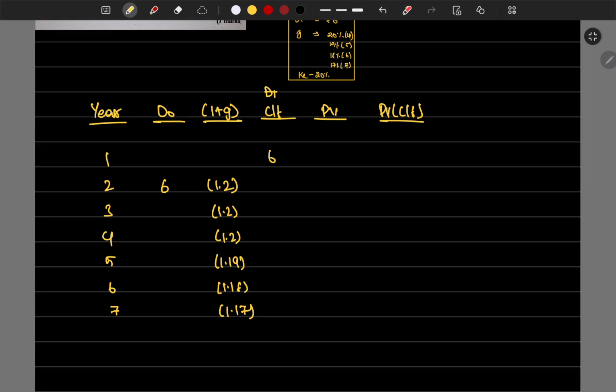So let's quickly calculate. 6 into 1.2 is 7.2, into 1.2 is 8.64, into 1.2 is 10.37, into 1.19 is 12.34, into 1.18 is 14.56, into 1.17 is 17.03. What's the present value factor?